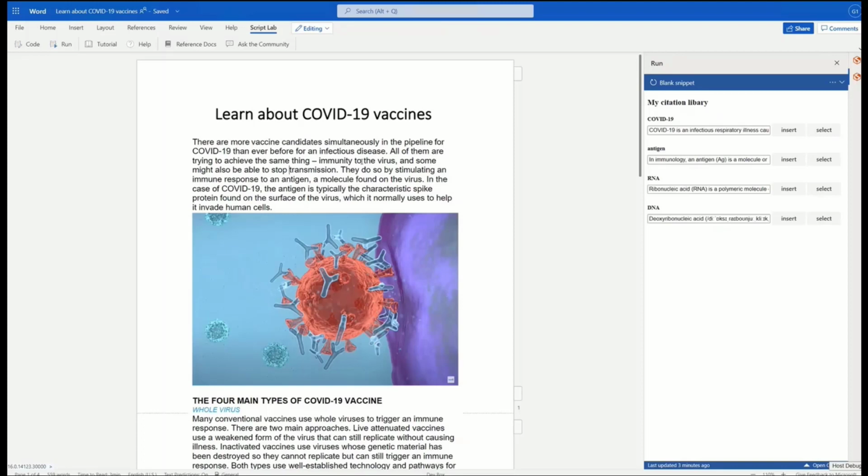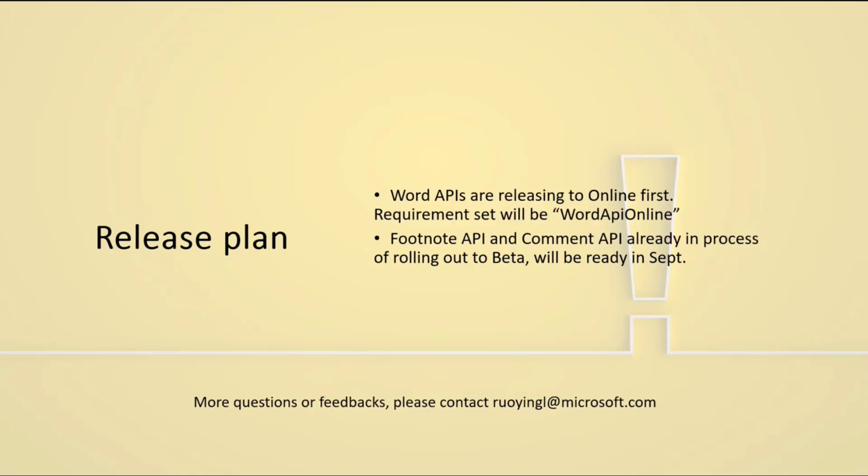We have a lot more actions supported. You can get more details once we have the documentation released. I would like to emphasize that the Word APIs are currently released to Online first. We will have a requirement set called WordApiOnline, and those APIs will be only available in Online at the first release. The Footnote API and the Comments API are already in the process of rolling out to beta, so I expect it will be ready in a couple of weeks. Then you can try it on the beta CDN with a preview link.